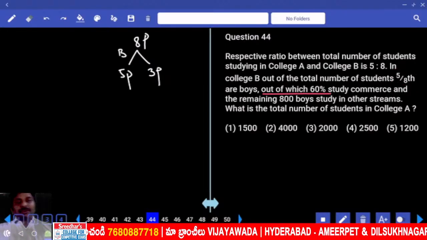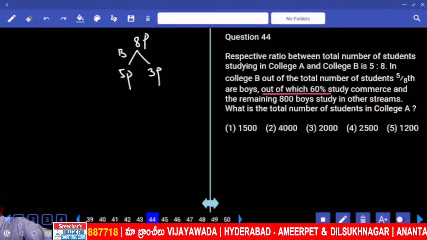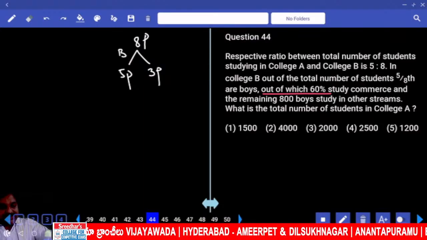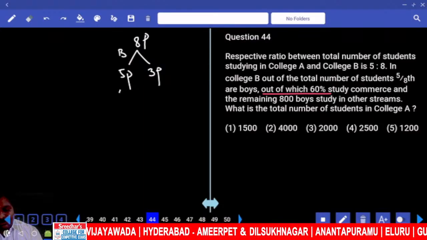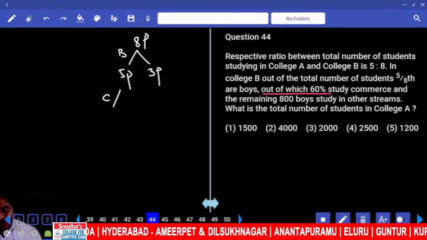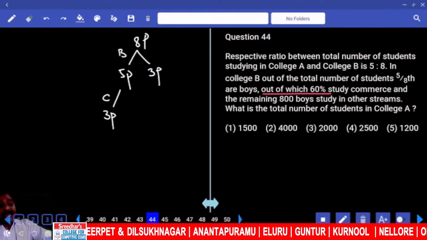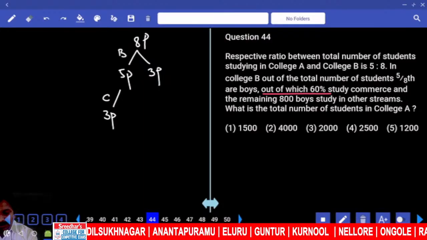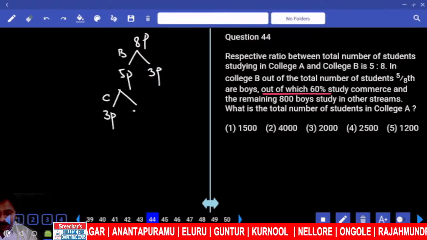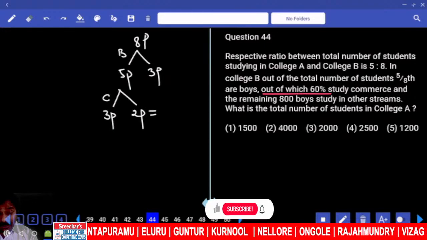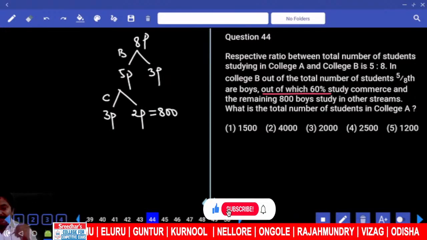Out of which, meaning out of boys, 5 parts, 60% study commerce. So commerce students are 60% of 5 parts, which is equal to 3 parts. And the remaining 800 boys study other stream. How many remaining boys are there? And these 2 parts are equal to 800.